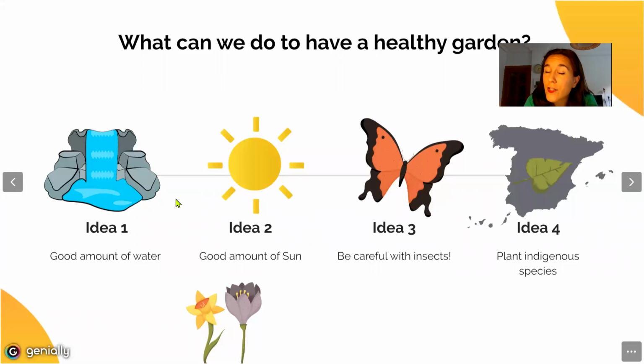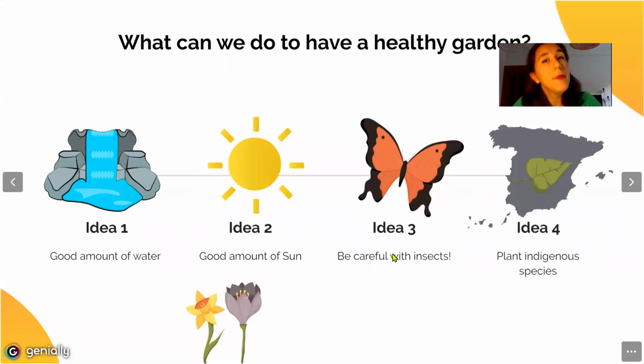Another idea that you can use to have a healthy garden is a good amount of sun. Some plants need a lot of sun, like direct sun, and some plants don't need a lot of sun, okay? Some plants can grow inside the house, okay? And they don't need direct lights. Actually, if one plant that doesn't need direct light from the sun, luz directa, and you put it directly under the sun, it burns, se quema. The leaves burn, okay? And it dies, so be careful.